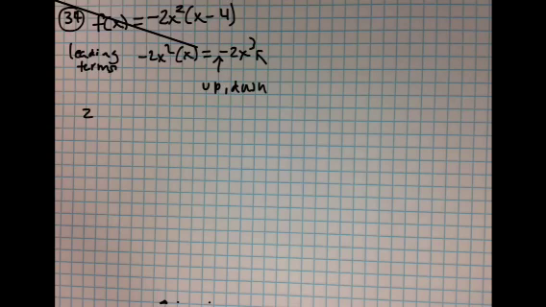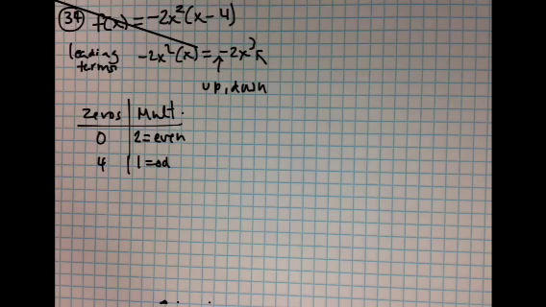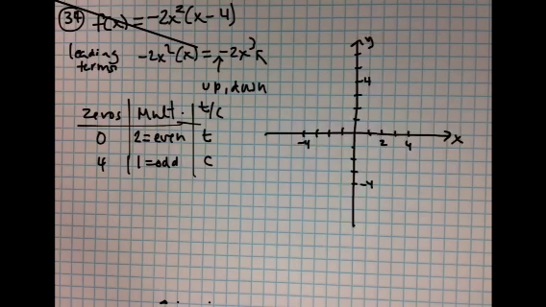The zeros are 0 and 4. The multiplicity of the 0 is 2, which is even. The multiplicity of 4, well, it's a 0 one time, so that one's odd. So that tells me that here it's going to be tangent and here it's going to cross. So you graph the information you have so far.